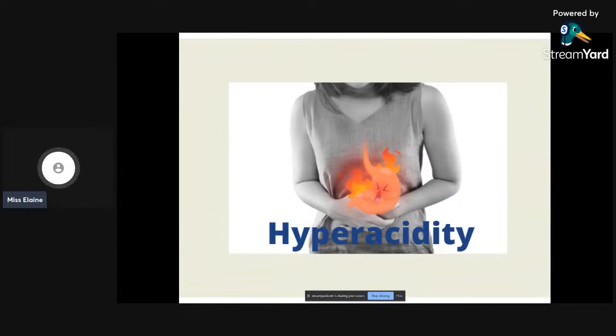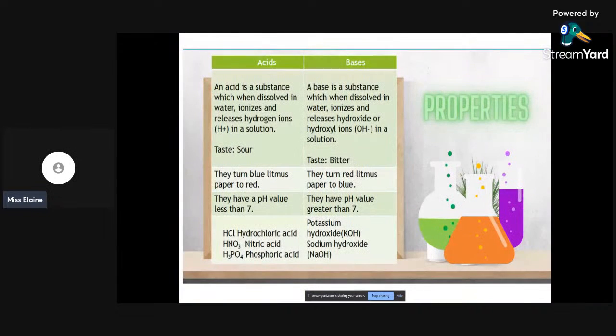Okay, that's what we call what? Hyperacidity. Okay, let's now differentiate between the properties of acids and bases. So, an acid is a substance which, when dissolved in water, ionizes and releases hydrogen ions in a solution. So, sa bases naman, what? Hydroxide or hydroxyl ions. So, again, when you say acid, ano ang taste niya is sour, while bases is bitter.